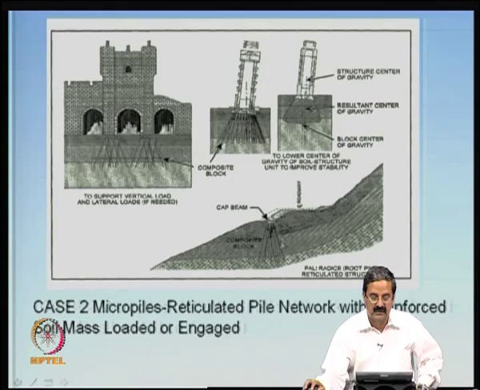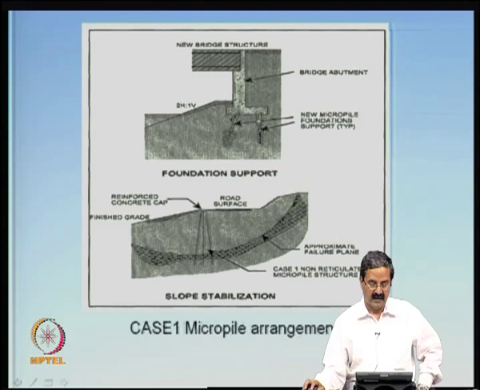Case 1: micropile where the load can come directly, like a new micropile foundation support. This is a bridge abutment, this is a slope, and this is another one. The approximate failure surface, the failure plane, could be like this. Now the reinforced concrete cap is here, finished grade is there, the road surface.